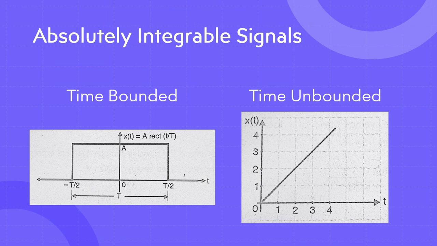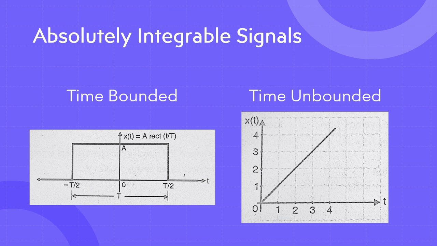So after doing that, we will consider t from minus infinity to plus infinity. Basically we are covering the entire time span. And if the value of this integration is a finite number, then we will call this signal an absolutely integrable signal. If you are still having doubts, this will make it clear.